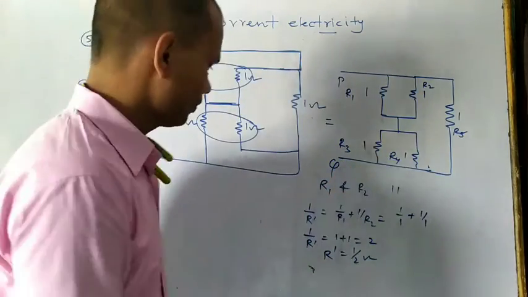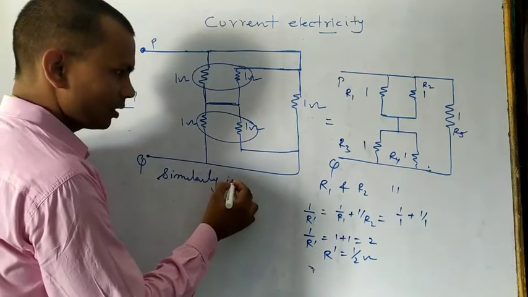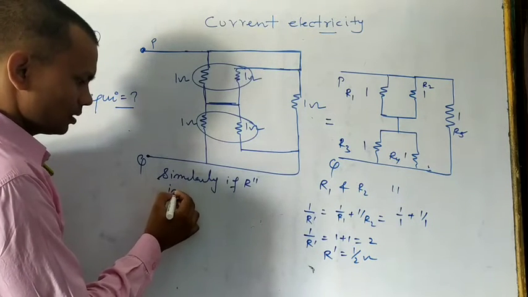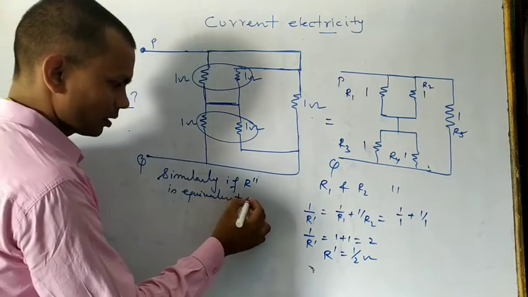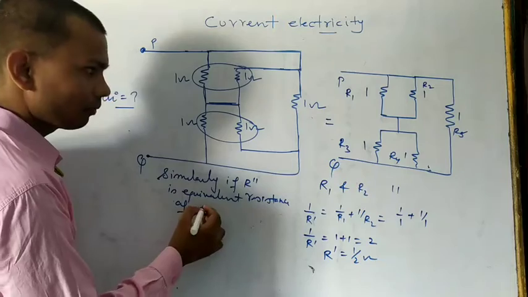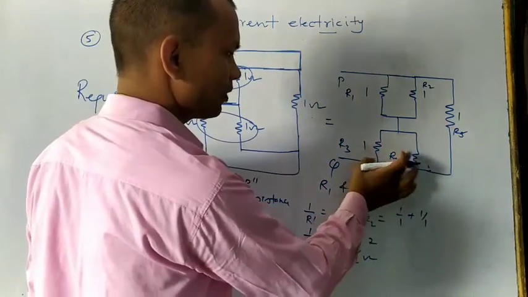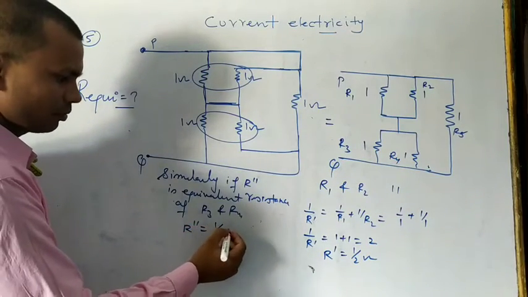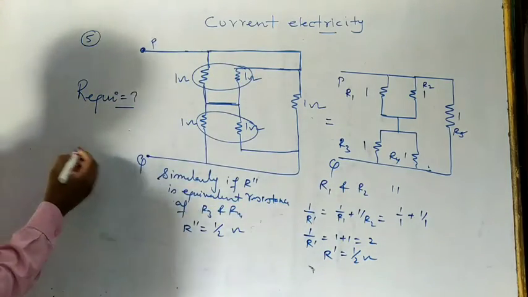Similarly, R double dash is the equivalent resistance of R3 and R4. This is also the same, because the resistances are 1 ohm each. So R double dash is also 1 by 2. Now our circuit is reduced to this form.